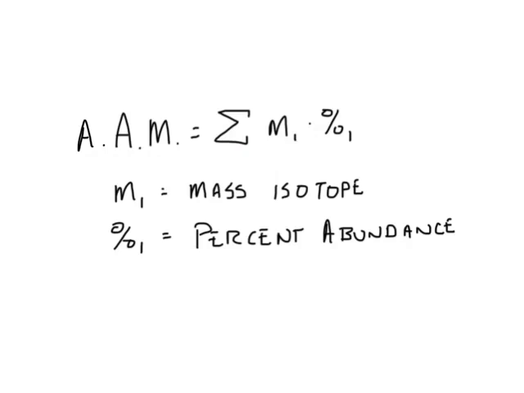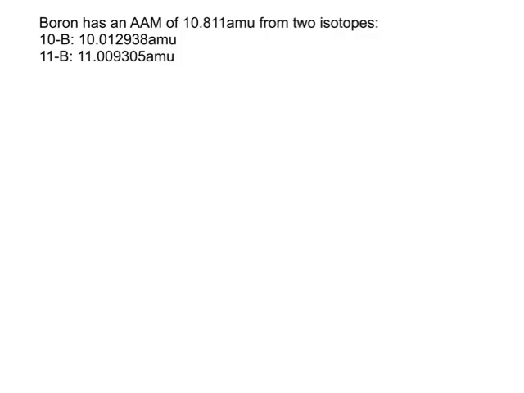But all the problems that you will see on the assessment of this flavor will be limited to just two isotopes. So two mass times percent abundance terms. So let's look at a couple examples. In this first example, we're going to examine boron, which has an average atomic mass of 10.811, which comes from two isotopes, 10B and 11B.